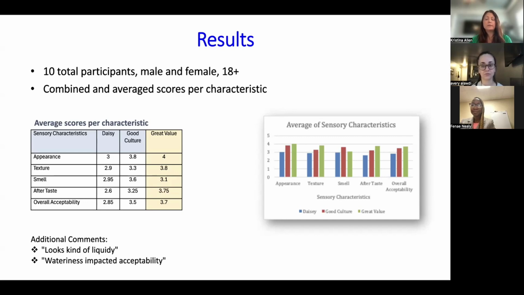There were some additional comments on the forms. One was looks kind of liquidy, one was wateriness impacted acceptability. Both of those were actually referring to the Daisy brand. So you can see on the right, we have the same as the left, except more of a visual to show you how Great Value really dominated in every characteristic.